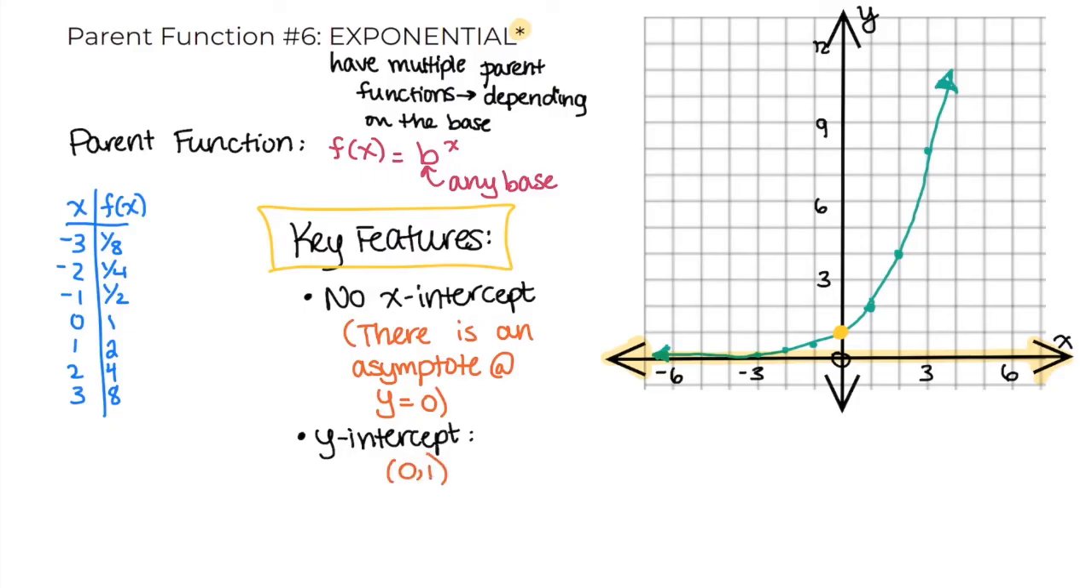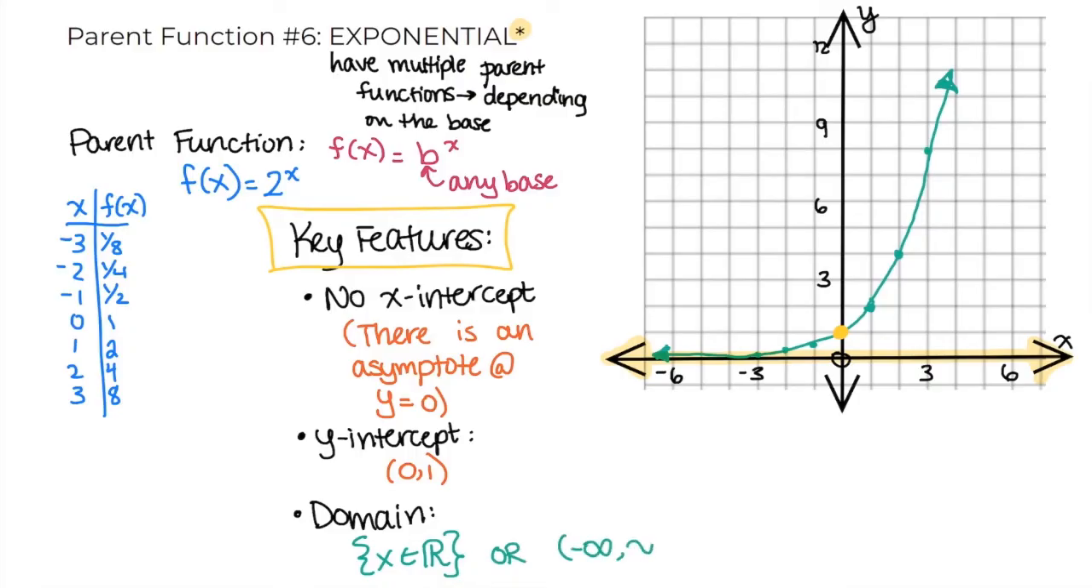Now let's talk about our domain. x could be any value. I can plug in x here, 2 to the power of x. I can raise 2 to any exponent I want. And even if my base wasn't 2, if my base was anything, I could raise it to any exponent I want. There is no limit to the left side and there is no limit to the right side. So therefore, my domain is x is an element of the reals. Or we could just say from -infinity to +infinity. All x values will work.